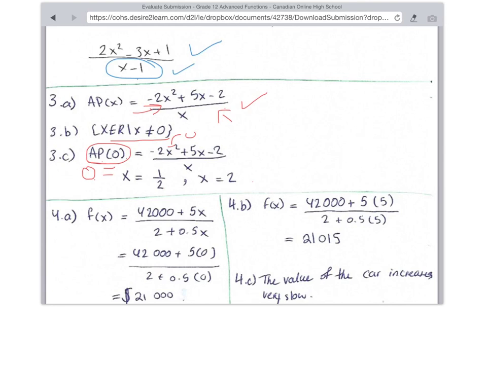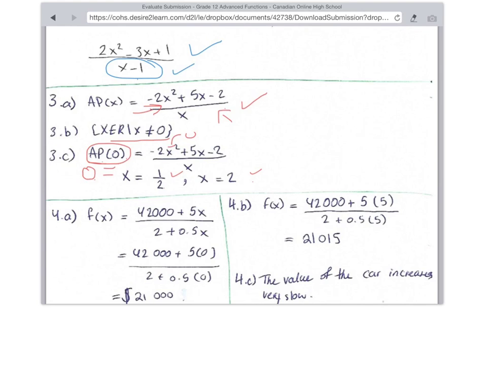So at x equals 1/2 and x equals 2, you should test both of those back in the equation to make sure that you get a profit of 0 for both of those values. And in this case, that's exactly what happens. So both of those will give us a profit of 0.